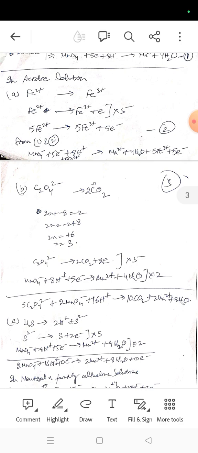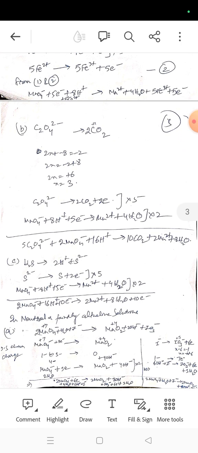Then H2S gives you 2H+ plus sulfide. So this sulfide is converted to sulfur, so 2 electrons are lost again. In the first equation, 5 electrons are retained. So to balance the electrons, that equation is multiplied by 2 and sulfide to sulfur is multiplied by 5. In this way we get the balanced equation.